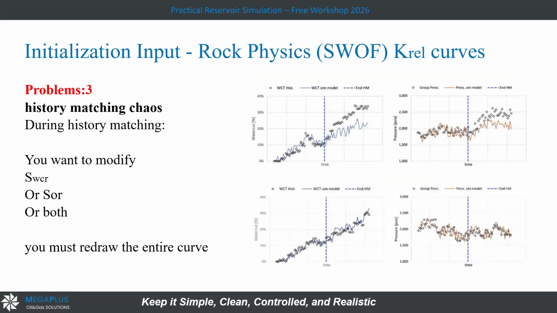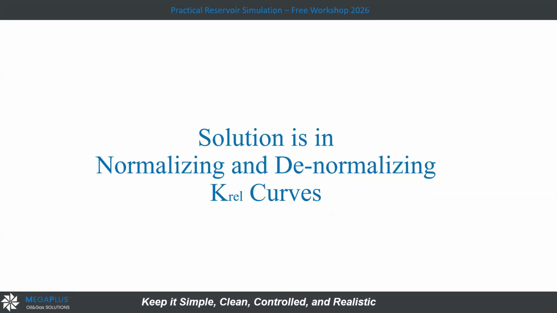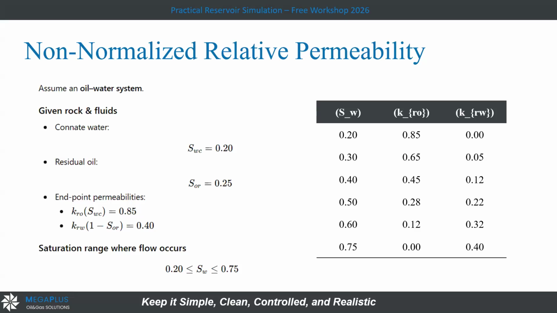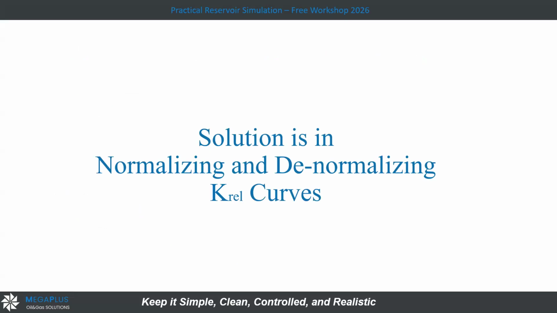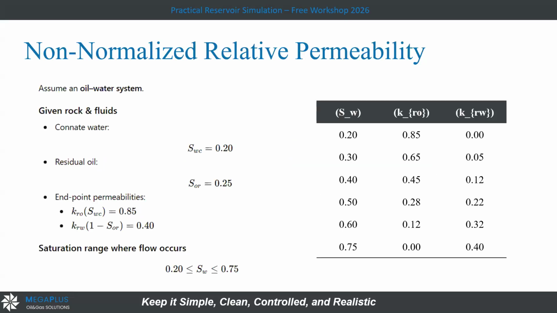So how can we solve this? Of course, we have the history match, but how can we solve all of this before we insert the relative permeability curves in the reservoir model? First, something called normalized and denormalized relative permeability curves.